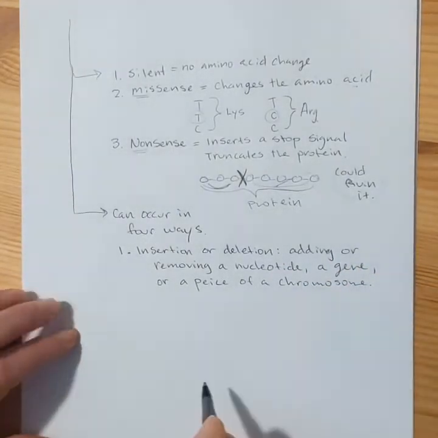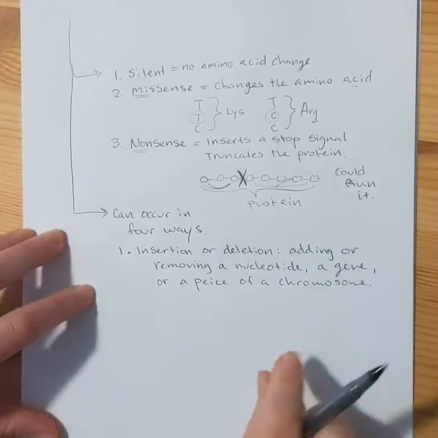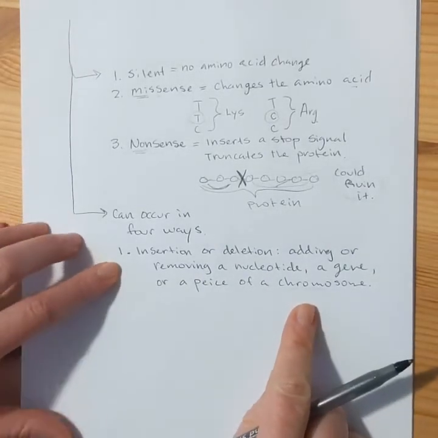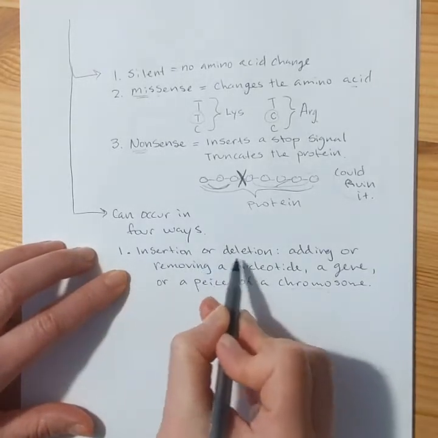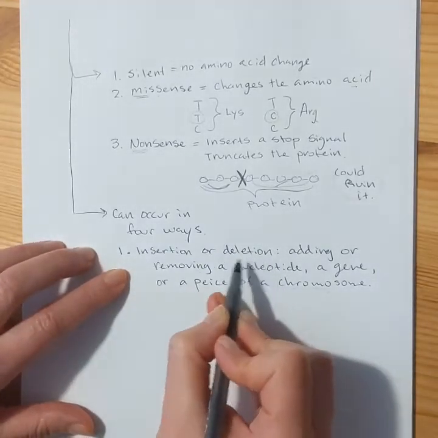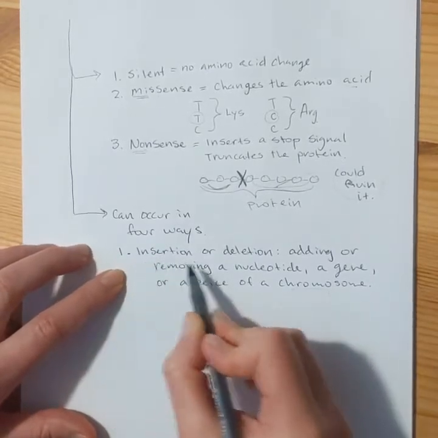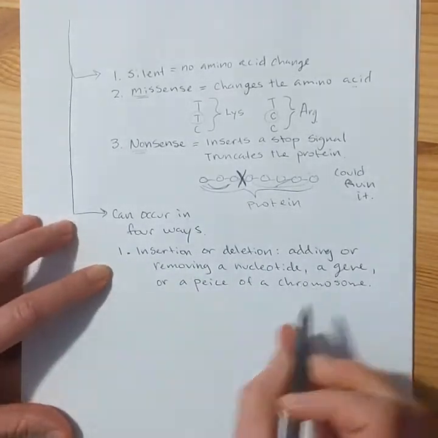So that's pretty intensive. We'll talk about that again in a minute. So I'm going to add something, a nucleotide, a piece of a gene, or a whole chromosome, and that's going to change my DNA sequence. Where I didn't have any before, I have more, and where I had more, I now have less.